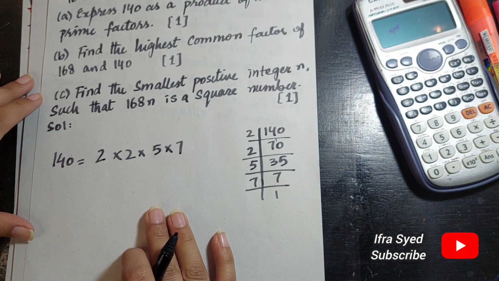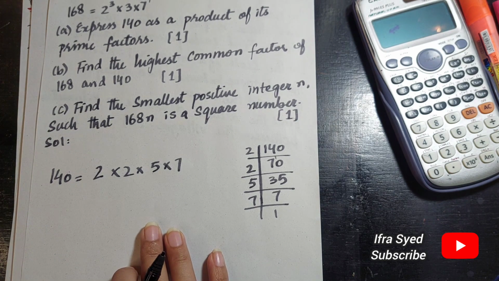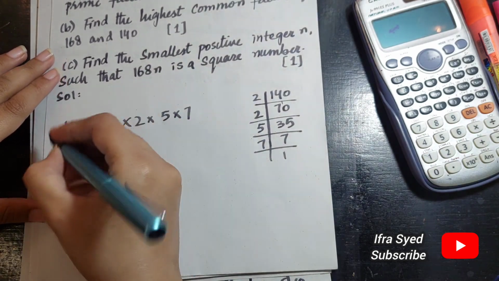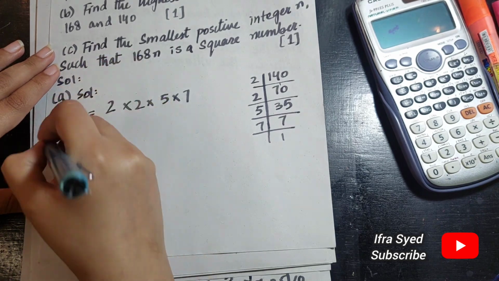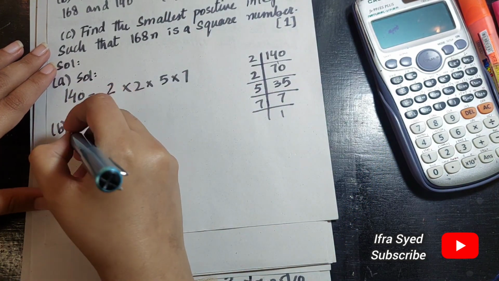So our first part is solved. Now let's move to the next part. Our next part is find the highest common factor of 168 and 140. In the second part, we have to find the HCF of these two numbers, 168 and 140. So this is the solution of the first part, and in the second part we have to find the HCF.